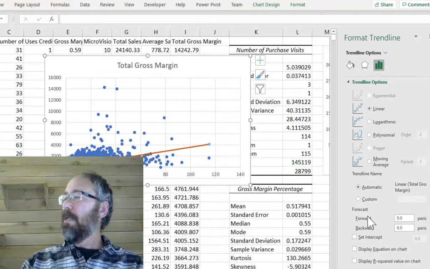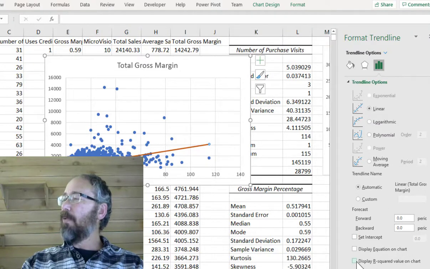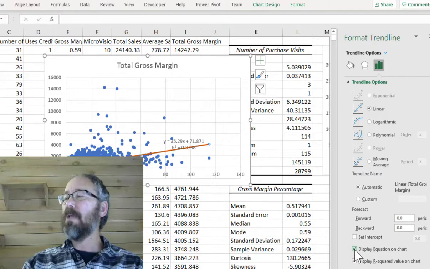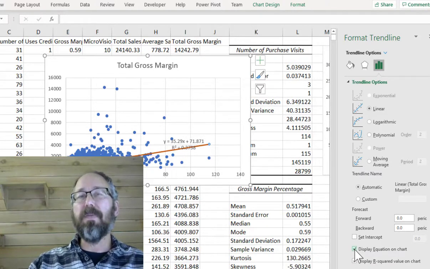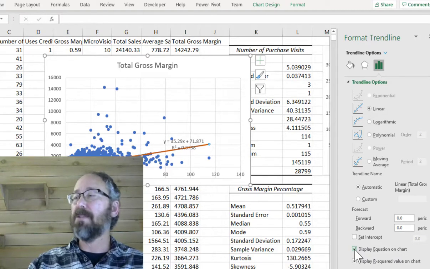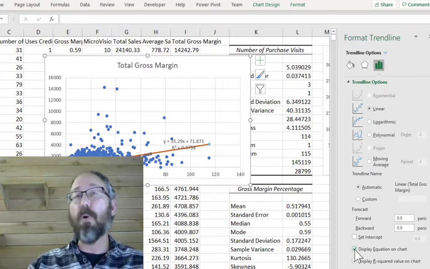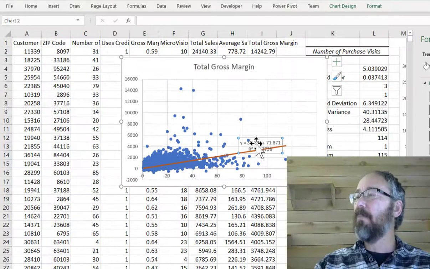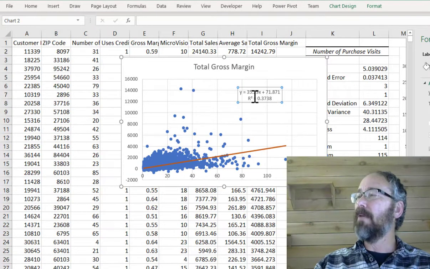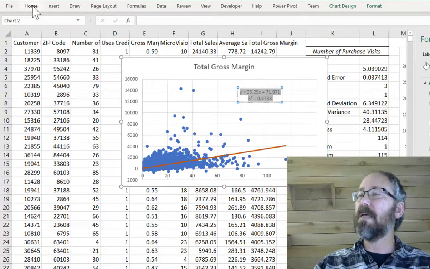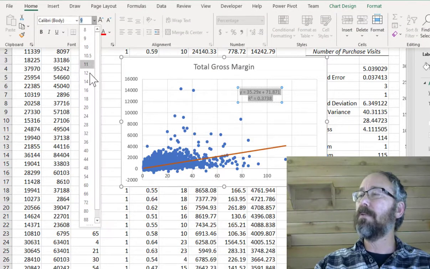Now what we can do here is we can scroll down to the bottom and we can have it display both the R square on the chart and the equation for us, just like if we had done the linear regression through the data analysis tool pack. Now obviously it doesn't give us all the other data points, all the other calculations, but it does give us these two items, and we can even increase the size of that so it's more readable.